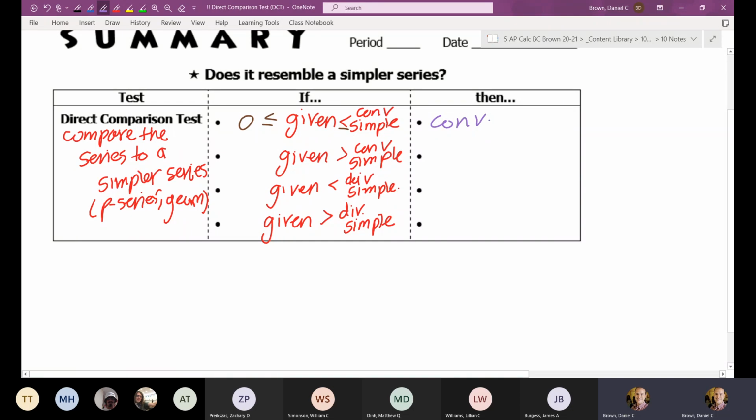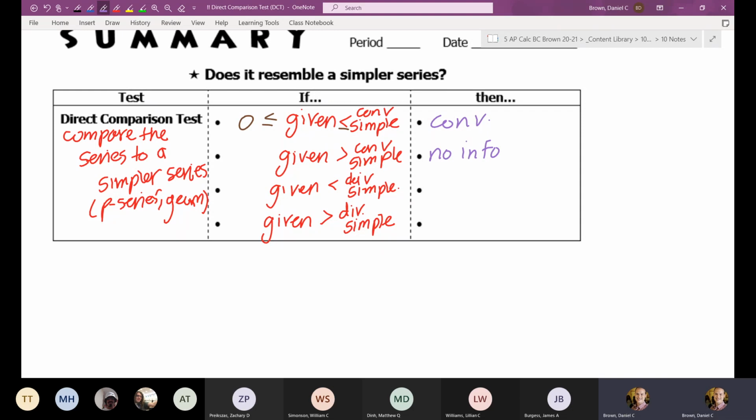What about if the one you're trying to find is bigger than one that converges? Can we say a statement with certainty of what it's going to do? No, it could still converge, or it could end up diverging. So it's going to be the case of no info, we're going to have to try something else. What about if your given one is smaller than one that diverges?